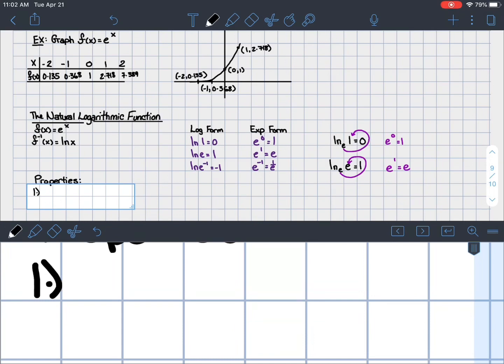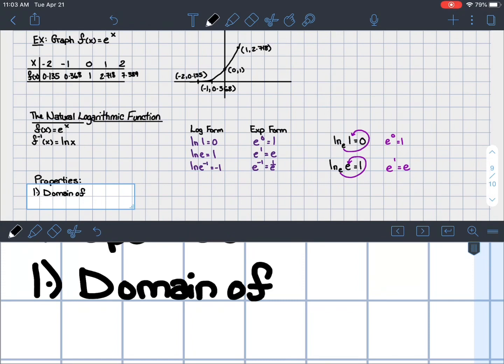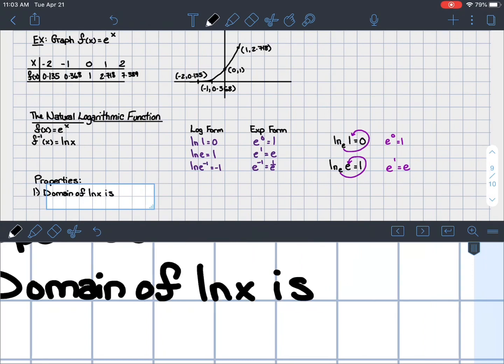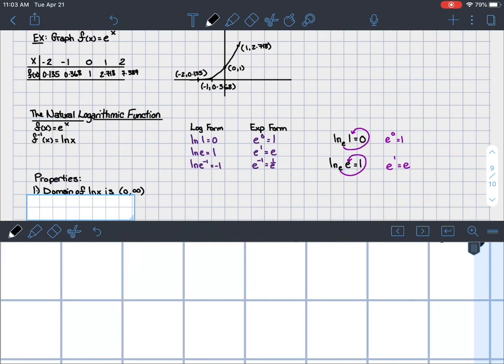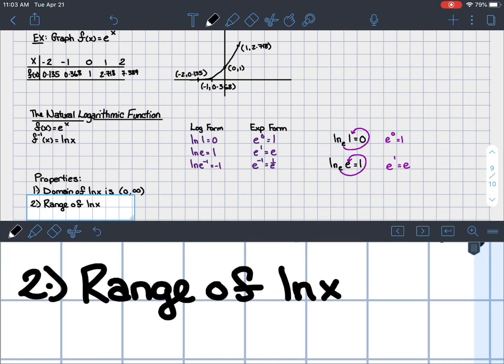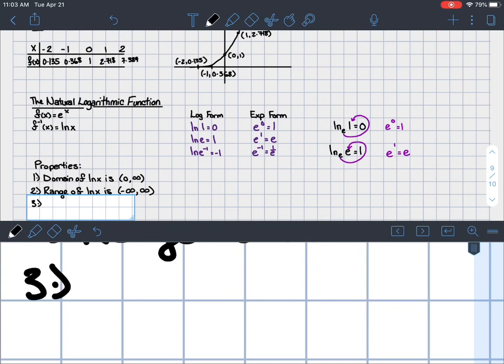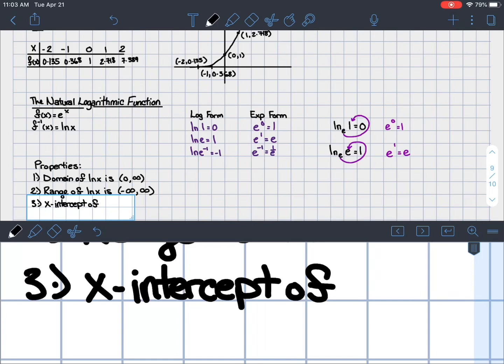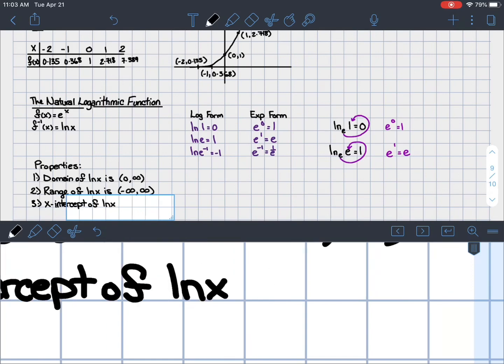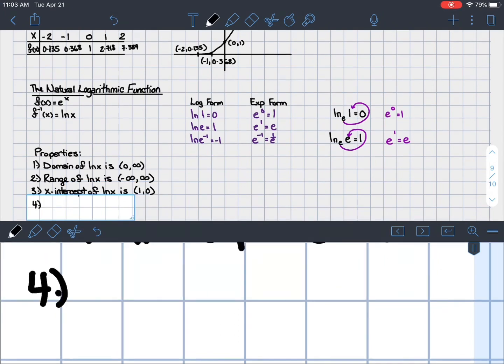Let's look at the properties of the natural logarithmic function. First of all, the domain of natural log is 0 to infinity. The range of the natural log is from negative infinity to infinity. The x-intercept of the natural log is at (1, 0). And finally, these functions are 1 to 1.